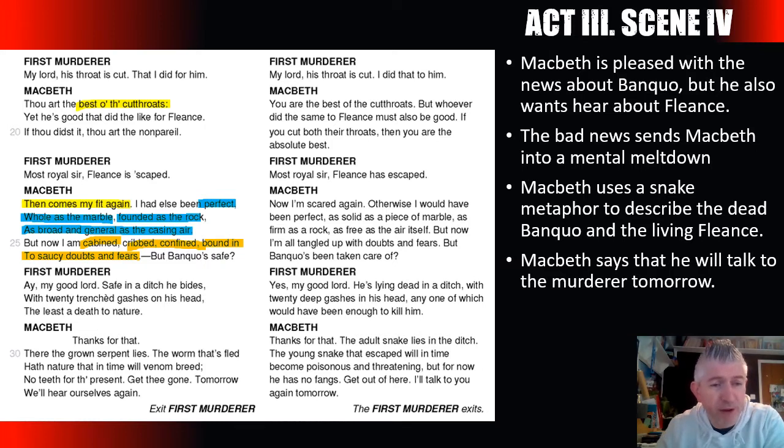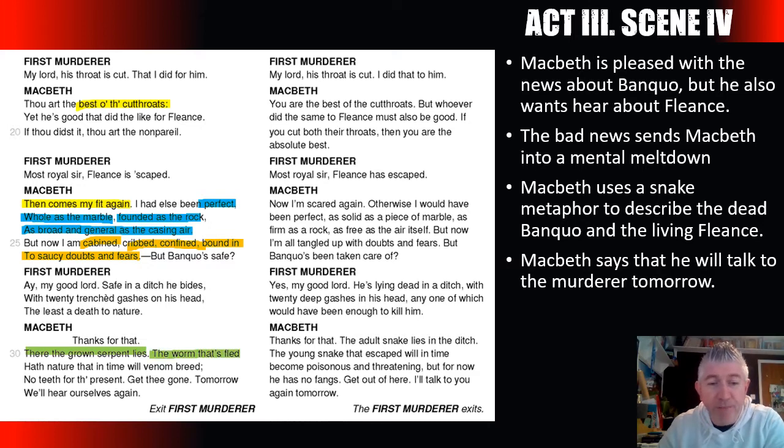First Murderer says, I, my good lord, safe in a ditch he bides, with twenty trenchèd gashes on his head, the least a death to nature. Macbeth: Thanks for that. There the grown serpent lies. The worm that's fled hath nature that in time will venom breed. No teeth for the present. Get thee gone. Tomorrow we'll hear ourselves again.